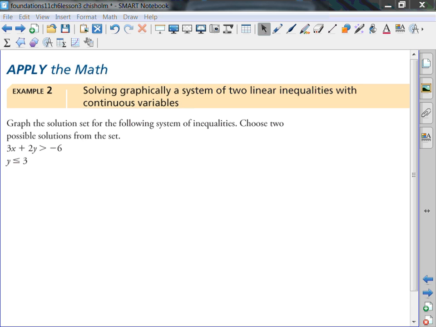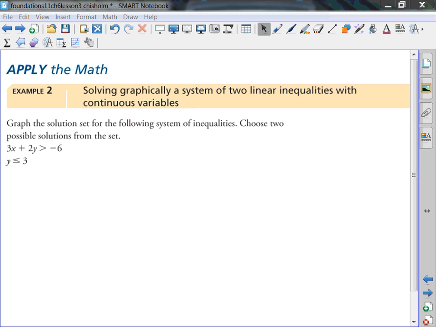Now we're going to take a look at example 2 from 6.3. It says solving graphically a system of two linear inequalities with continuous variables. It's going to be very similar to example 1, except we don't have to filter through a bunch of information. The inequalities have already been given to us. But there's one important thing that we have to sort of decipher here.